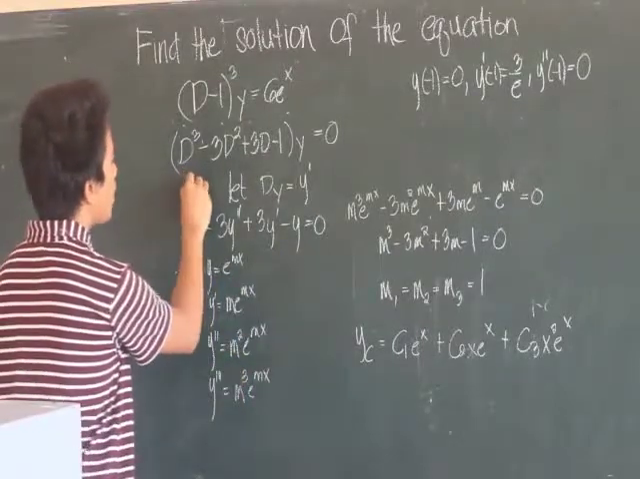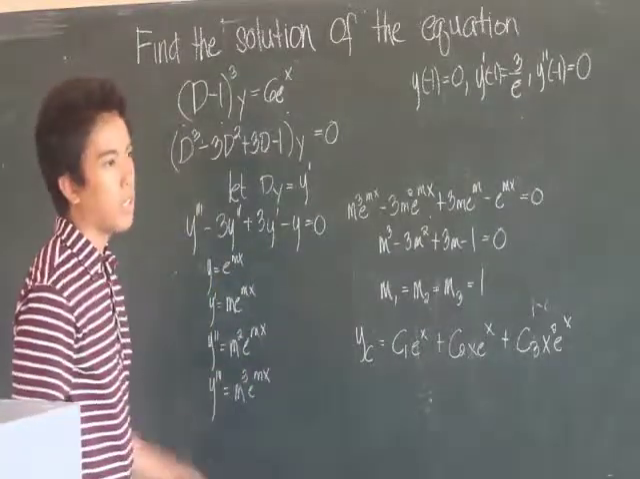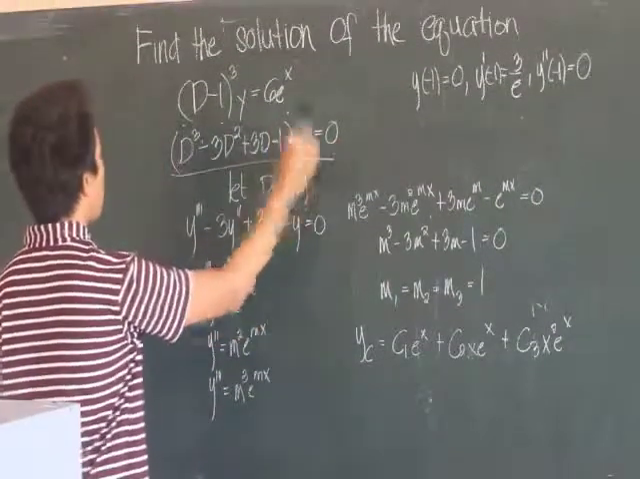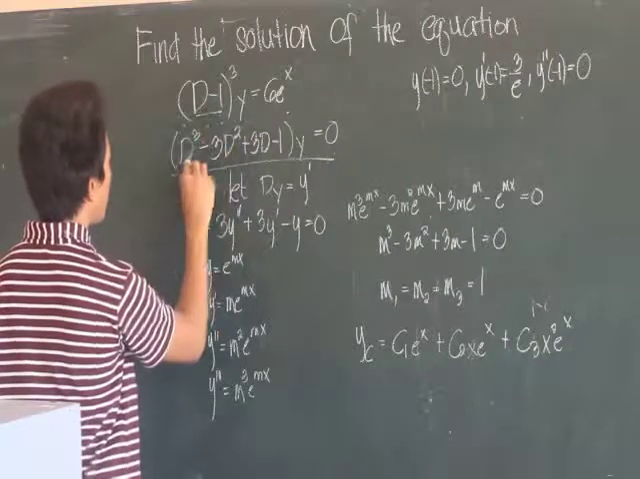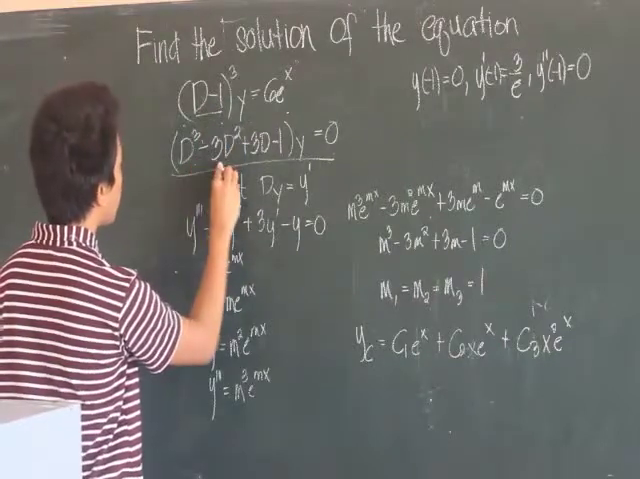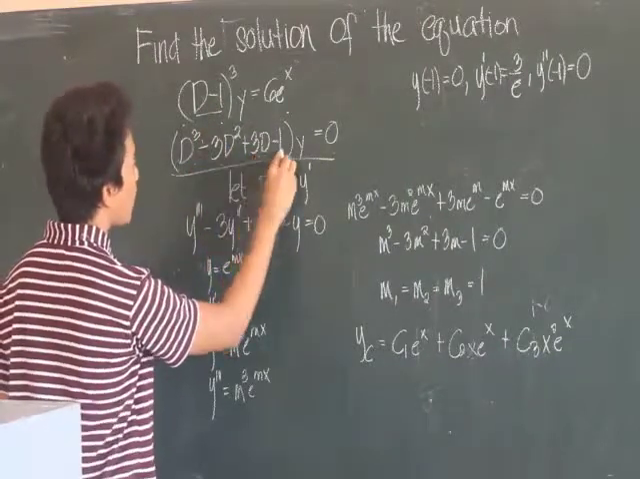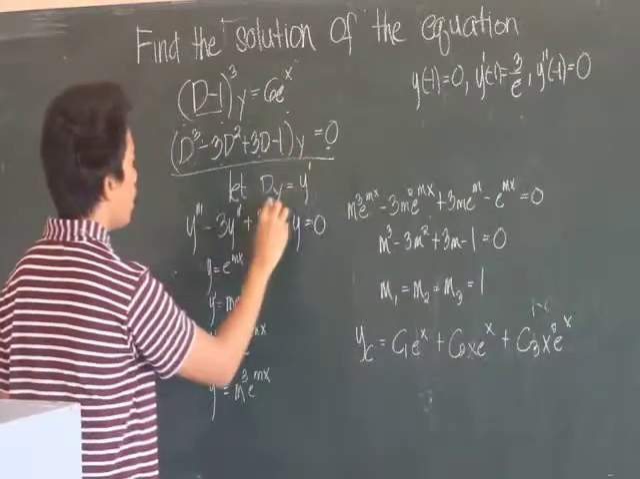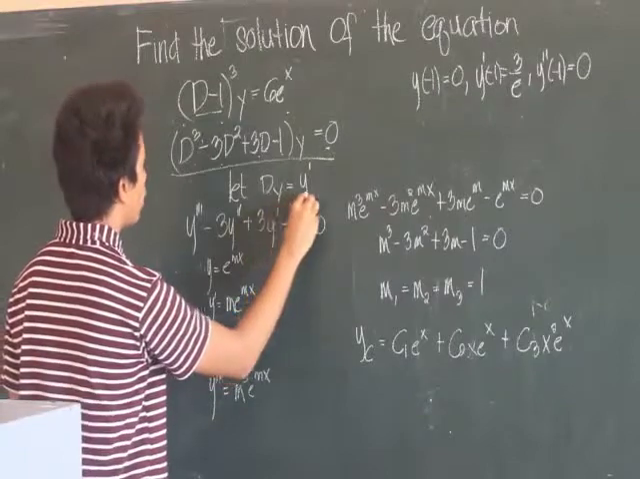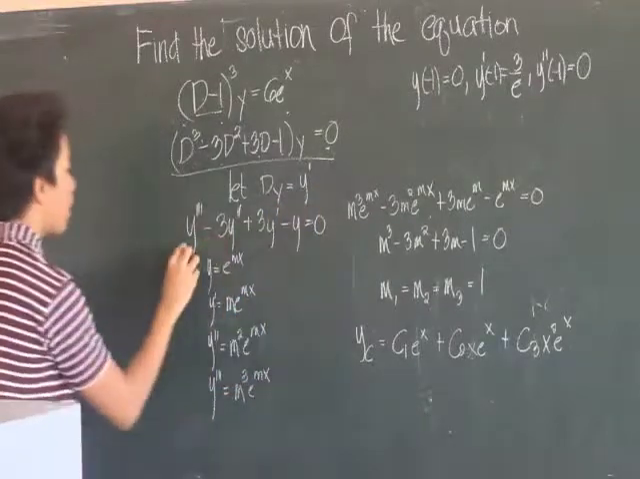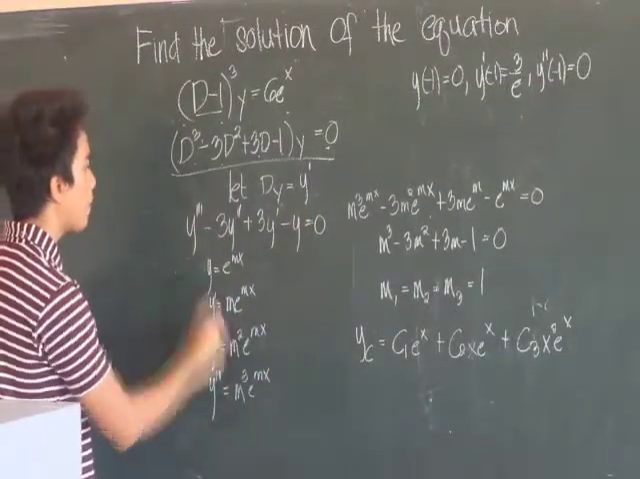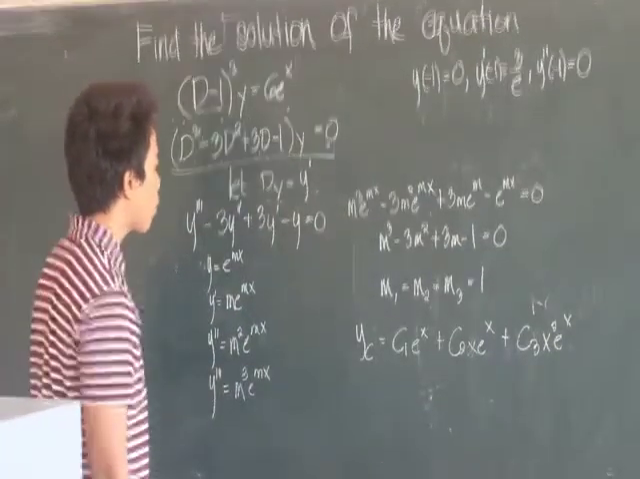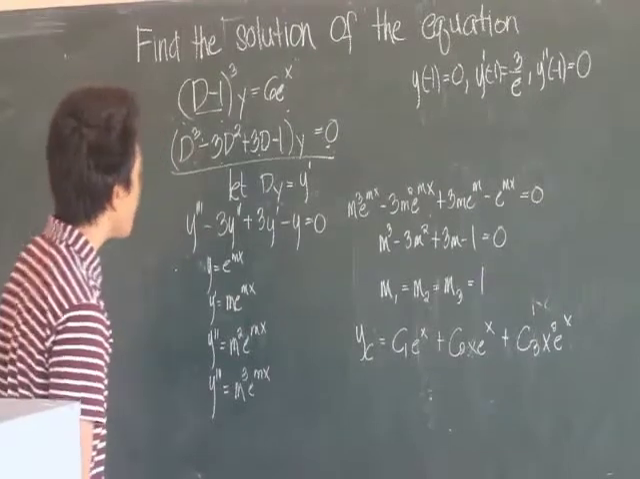So to get the yc, we need to equate the homogeneous part to 0. So when we expand this term, we have D cubed minus 3D squared plus 3D minus 1 times y is equal to 0. We let Dy is equal to y prime. So now we have y triple prime minus 3y double prime plus 3y prime minus y is equal to 0.